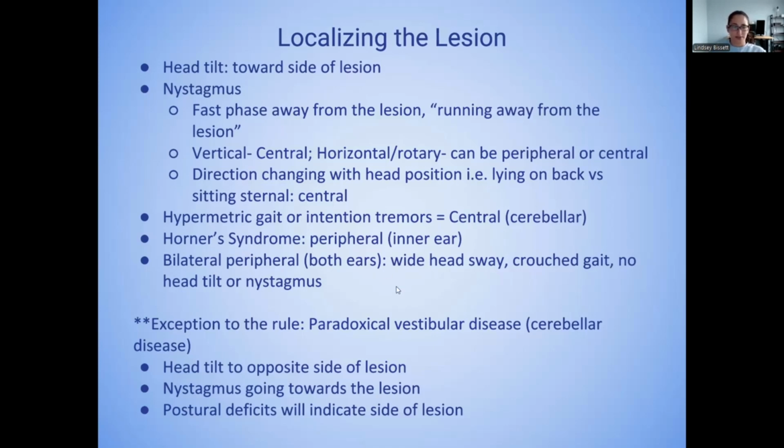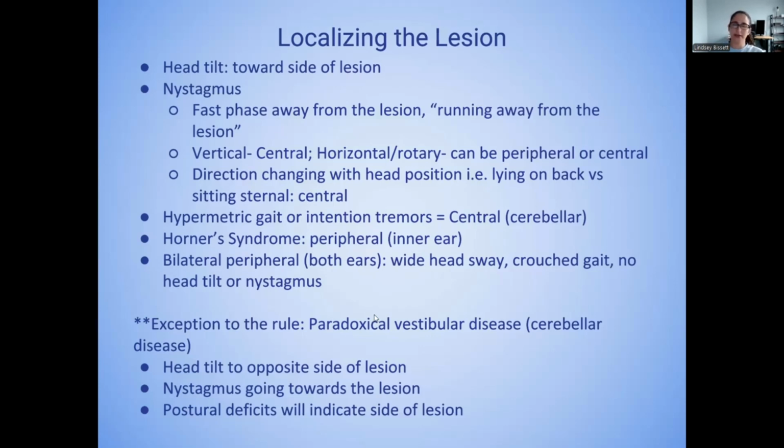Now, something that can trip some people up is the bilateral peripheral. If it's a dog that has really bad issues with both inner ears, you will not see head tilt, you will not see nystagmus, but they will still have vestibular ataxia, still very out of it, and you can tell that their balance is off. They kind of have a very wide head sway, like a crouched gait and posture. So that's something to keep in mind as well. They won't always have that head tilt or nystagmus if it's a bilateral inner ear problem.